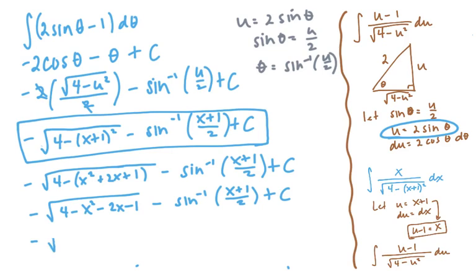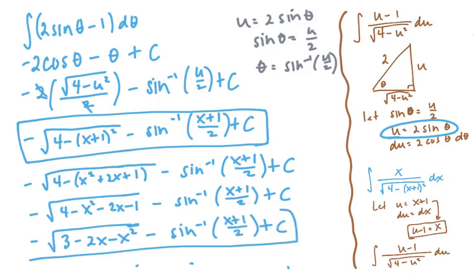And then we have negative 4 minus 2x. Oh, 4 minus 1, combine like terms. 4 minus 1 is 3. So we have 3 minus 2x minus x squared, minus inverse sine of x plus 1 over 2 plus c. So that's the other form of the answer. And if you look back at the original problem, that was the square root we had in the denominator. So that gives us the answer.